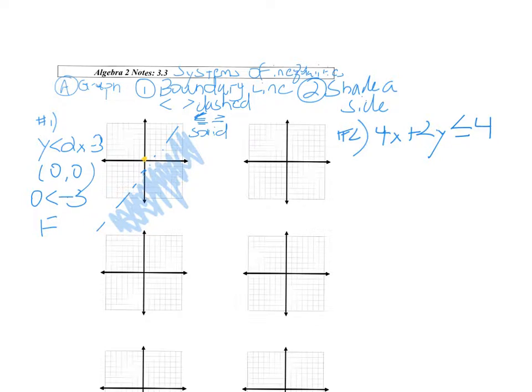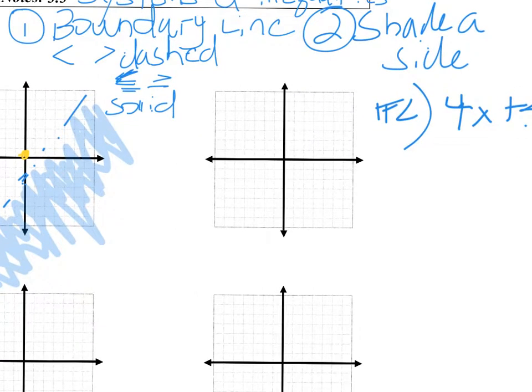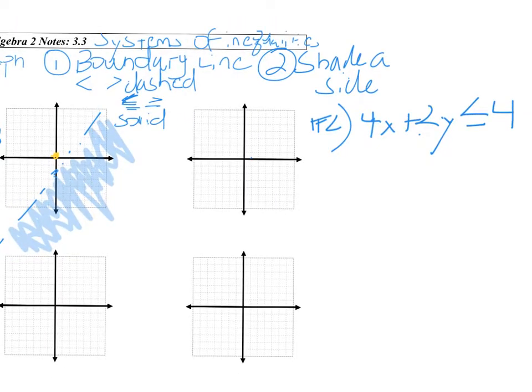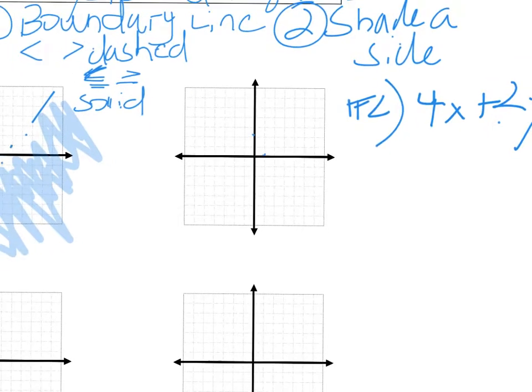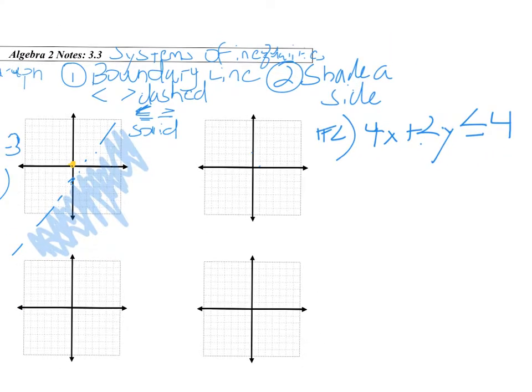Let's use the intercept method. So cover up the y. 4 times x equals 4. So what's x? x would be 1. Do it again. Cover up the x now. 2 times y equals 4. So y would be 2. Dashed or solid? Solid, perfect. Solid line.